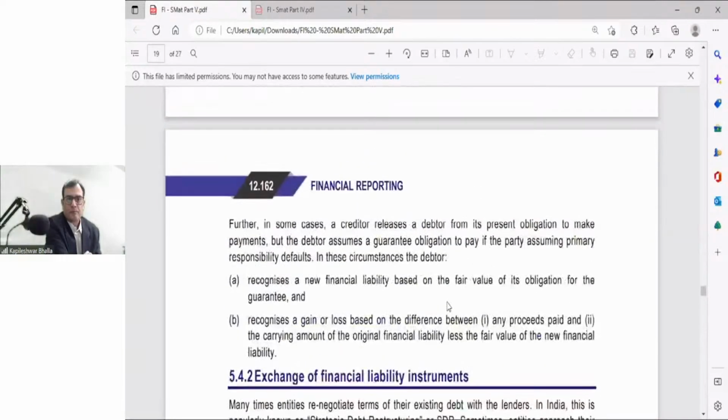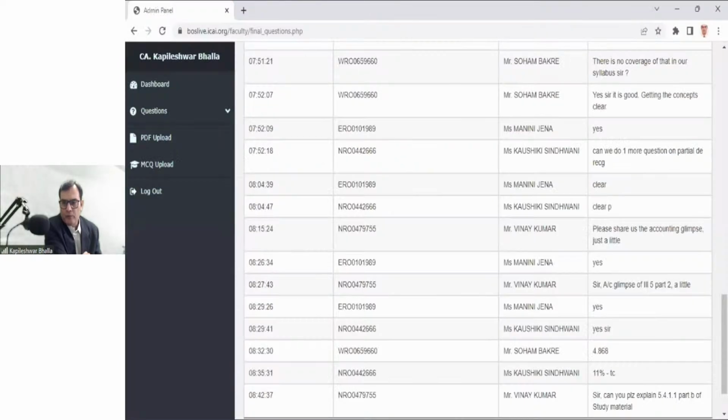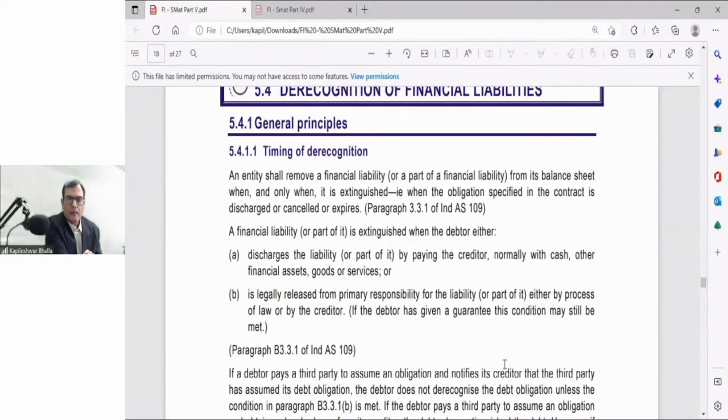5.4.11. Let me just check which one you said. 5.4.11 part B. It's legally released from the primary responsibility.